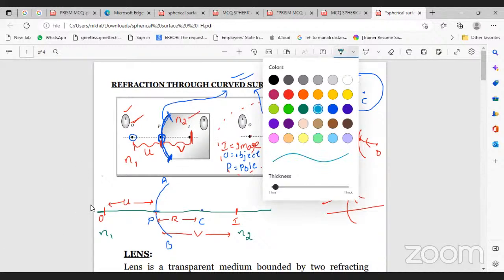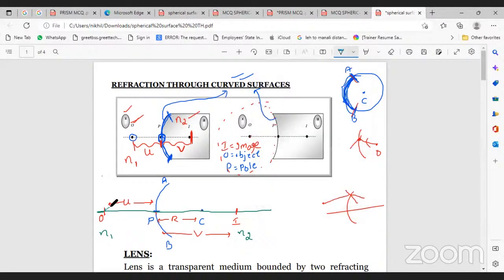Now, if I take the ray from the object and draw the normal, usually the normal is drawn from the center of curvature. The refraction takes place, and that refracted ray will meet the image here.